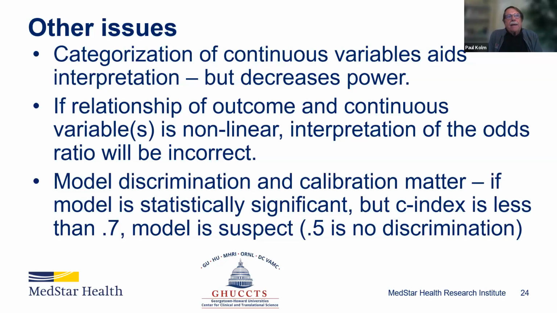And then finally, model discrimination and calibration really matter. So even if you get a model that is statistically significant, but the C index is less than, well, you can argue about this, but if it's around 0.5 something or 0.6 something, then I think you need to look at your model as not being very good.